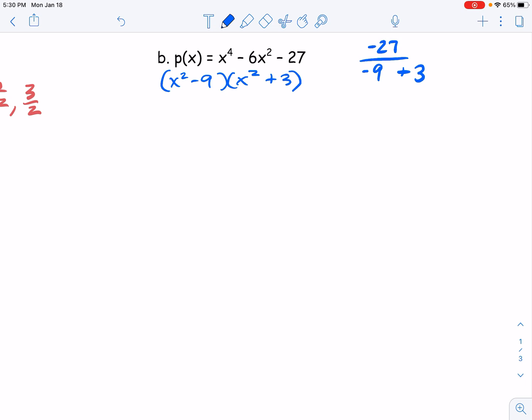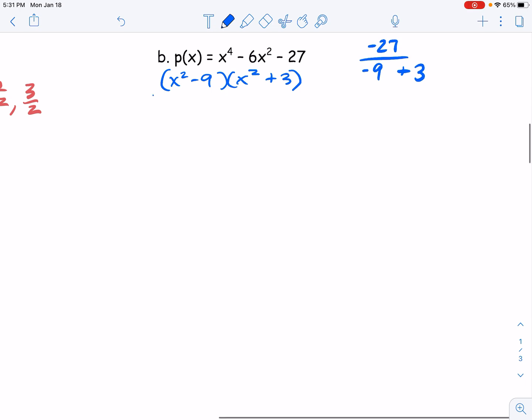So I factored. Okay, I need to look at those individual factors and see if they can factor some more. x squared minus 9, is it factorable? Let's go through the list. Is there a GCF? No, it has 2 terms. Is it the difference of squares? Yes, it is. x squared is a perfect square. 9 is a perfect square. They're being subtracted.